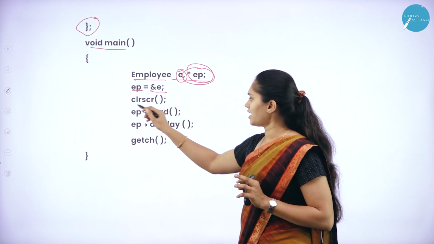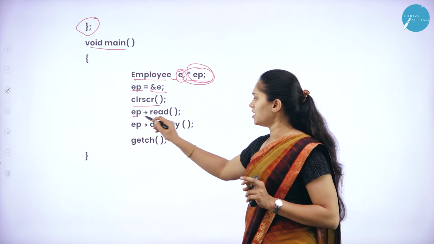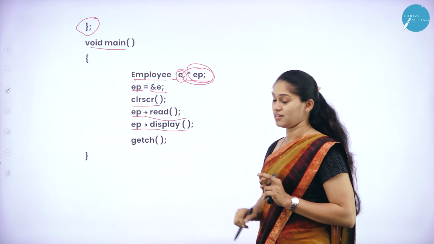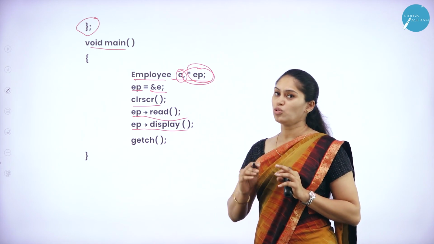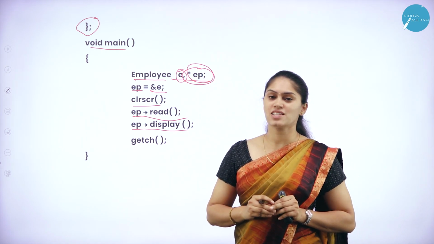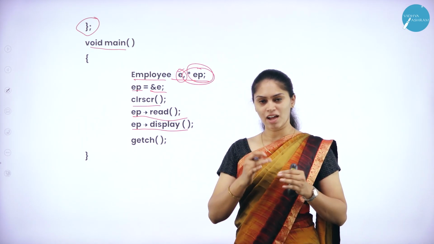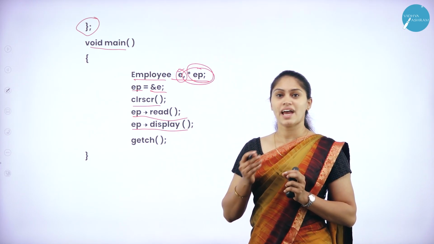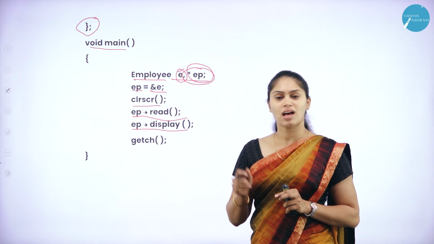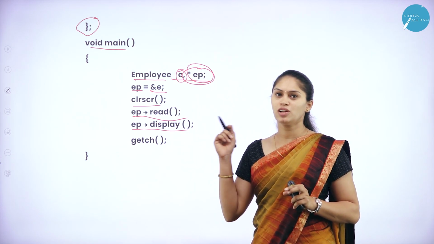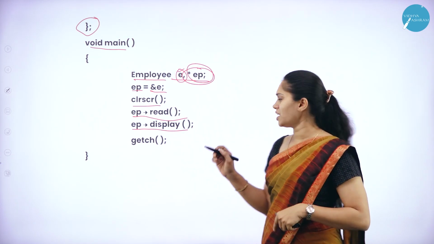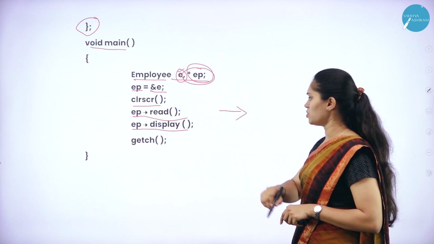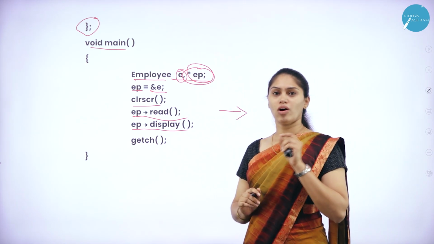Okay. After that, I have a clear screen, and here you have to concentrate. So what am I doing? How to access the members of a class? What will be the syntax? I have to take the object. I must take the dot operator, that is the direct member access operator. Am I using that dot operator here? No. Instead, I am using the arrow operator.